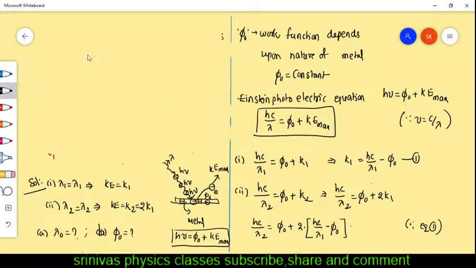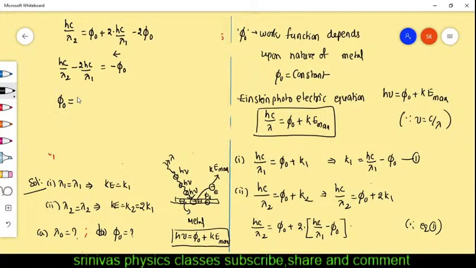But we have to simplify it. hc by lambda 2 is equal to phi naught plus 2 into hc by lambda 1 minus 2 phi naught. Right. And this one we will take to the left side. hc by lambda 2 minus 2 hc by lambda 1 is equal to, on the right side, phi naught minus 2 phi naught, which is minus phi naught. Then from this, phi naught is equal to what you will get? hc is common here. You multiply with minus also, you will get minus hc by lambda 2 plus 2 hc by lambda 1. Then hc is common here. Then we will get 2 by lambda 1 minus 1 by lambda 2. Okay, this formula we will get.